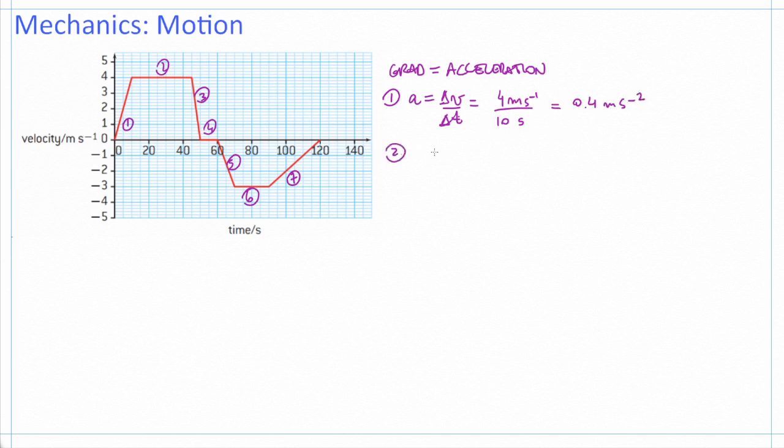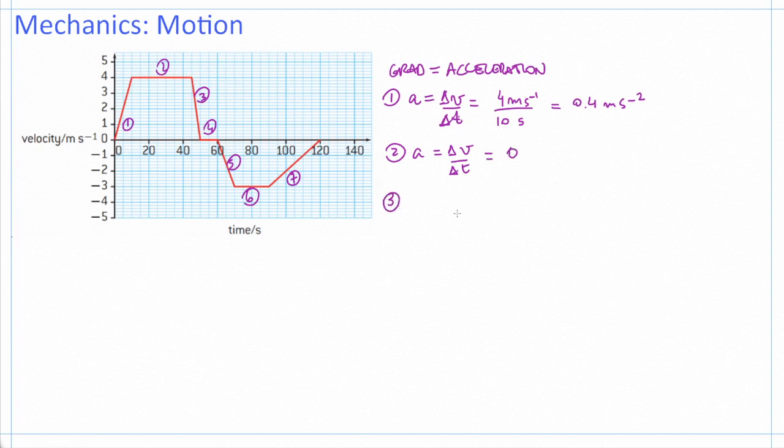Number 2, well, acceleration is change of velocity over change of time, or you can get the gradient. If we get the gradient, it's a flat line. And change in velocity is 0. The velocity here and here is the same. So that's 0.